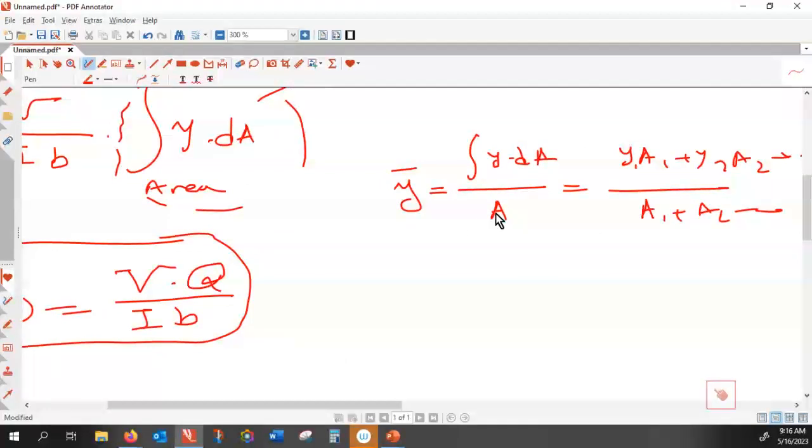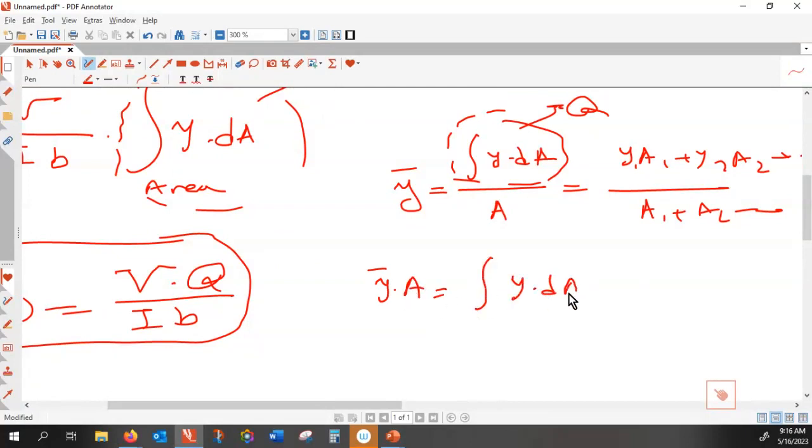Okay, that was another way of this. So this is the same thing, but by manipulating that, I get that the numerator is Q, and I will have y bar multiplied by A is equal to the integral of y dA over area. In other words, you don't have to worry about solving an integral. It would be much easier if you substitute that Q value by y bar multiplied by A.